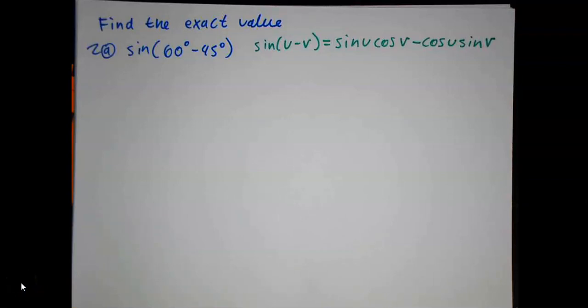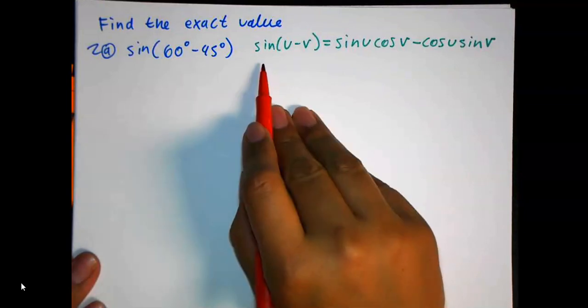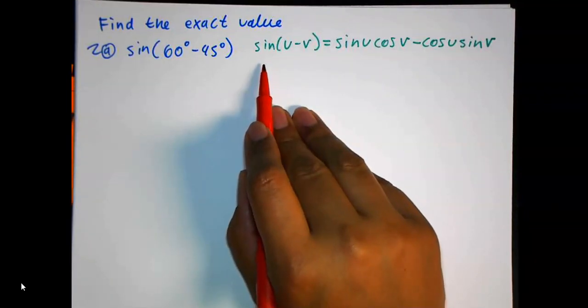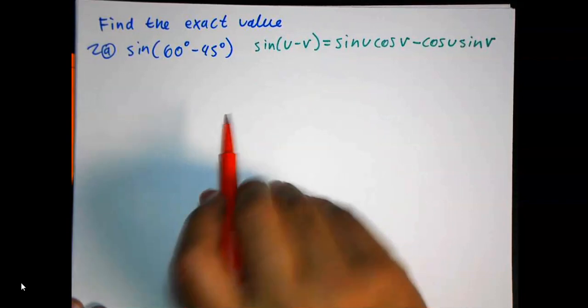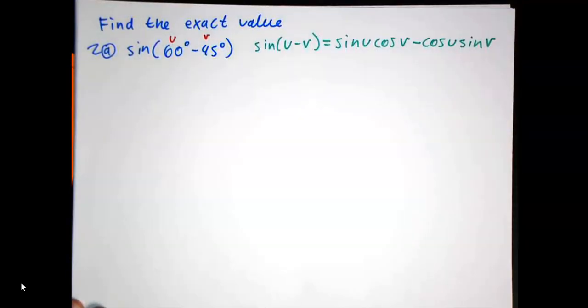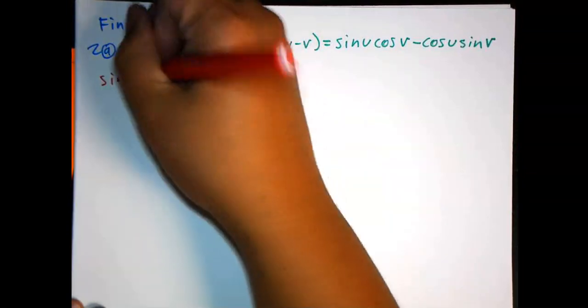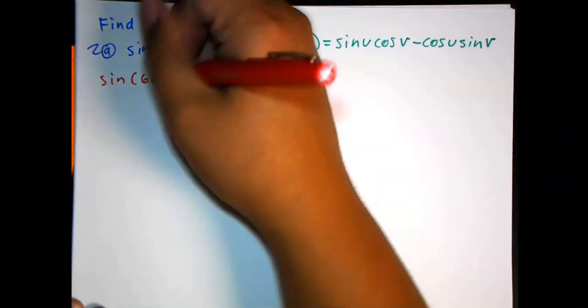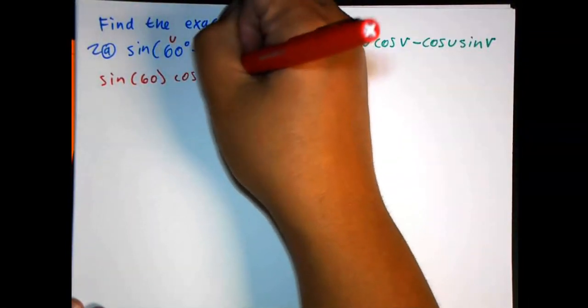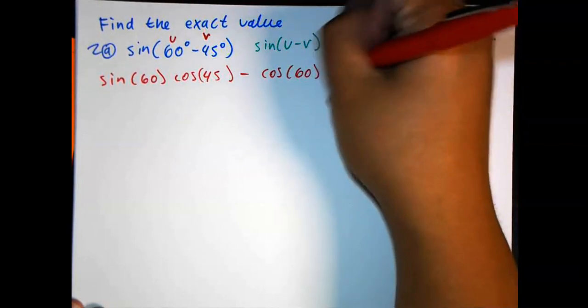Okay, find the exact value. So then I have sine of 60 degrees minus 45 degrees. And so I go to my formulas again, and I found this one right here. So u will be my 60 and v will be my 45 degrees. Okay, so then I use the formula. I have sine of 60 degrees times cosine of 45 degrees minus cosine of 60 degrees times sine of 45 degrees.